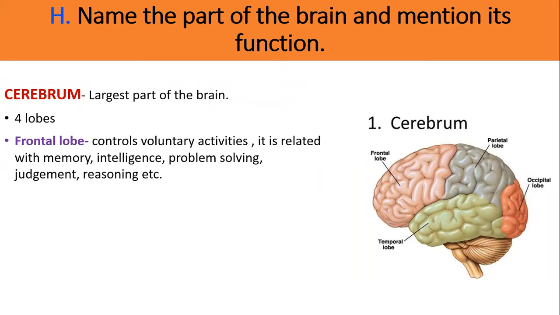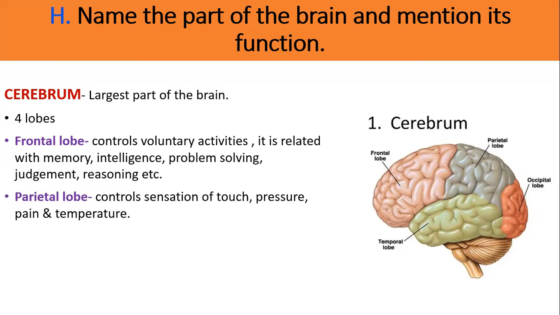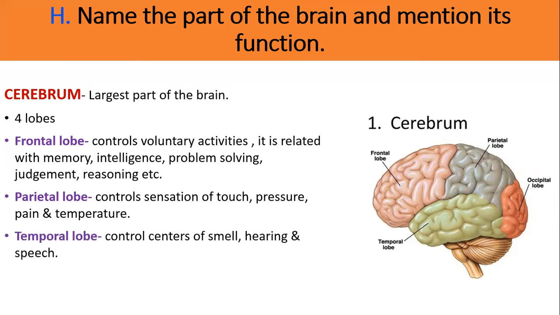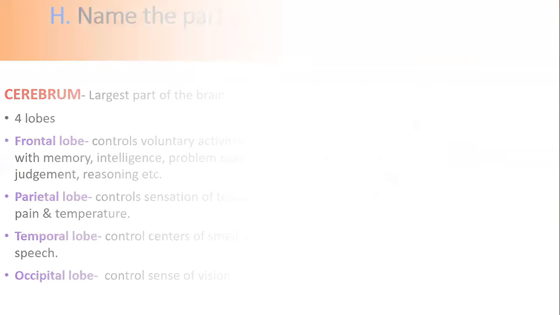Students, you have to name the part and you have to mention the functions. Don't mention they have sulci, gyri, not required. They are only asking the functions of cerebrum. So the function of frontal lobe is controlling voluntary activities. It is related with memory, intelligence, problem solving, judgment, reasoning, etc. Parietal lobe is responsible for controlling sensation of touch, pressure, pain and temperature. Temporal lobe controls centers of smell, hearing and speech. Occipital lobe controls sense of vision.